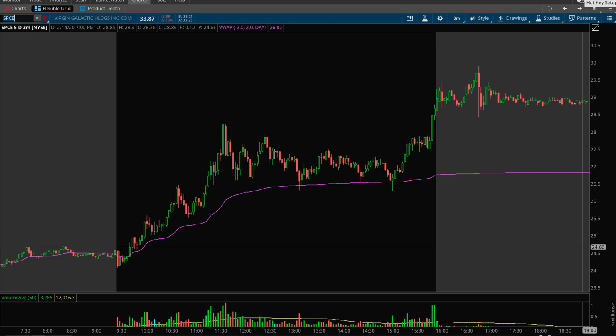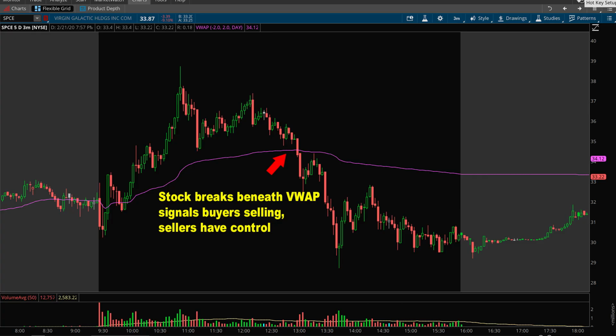So if a stock is trading above VWAP, that means the stock is overall bullish on the day, and there's more buying volume in the stock. And vice versa, if a stock is breaking beneath VWAP, that means the sellers have control of the stock, and the stock is relatively weak. This is just the most general way people use VWAP. It indicates whether the stock is bullish or bearish short term.